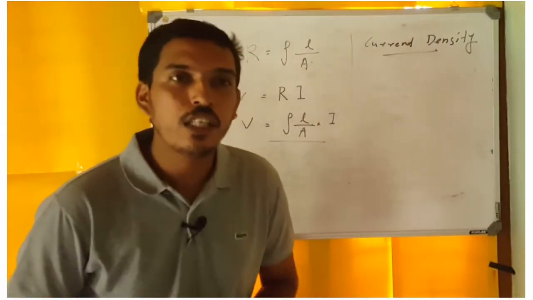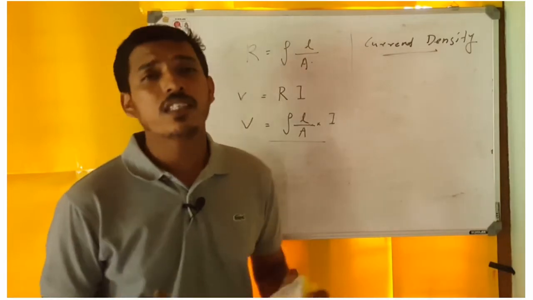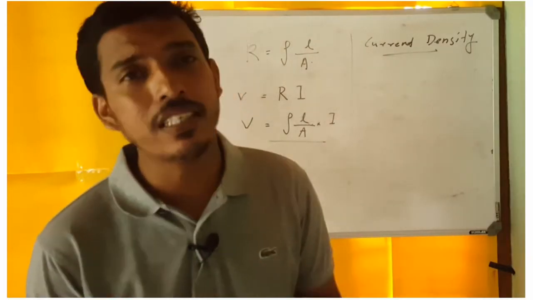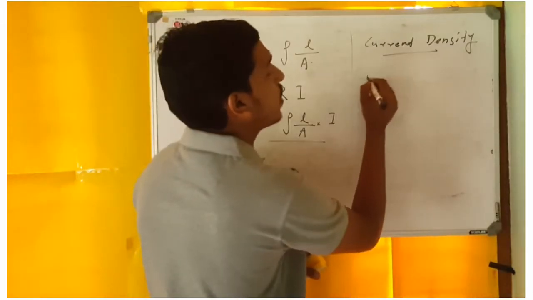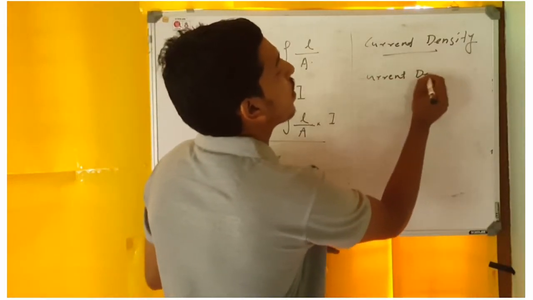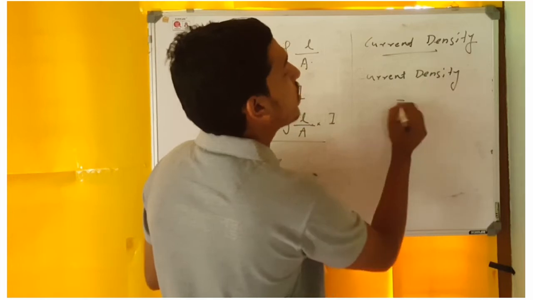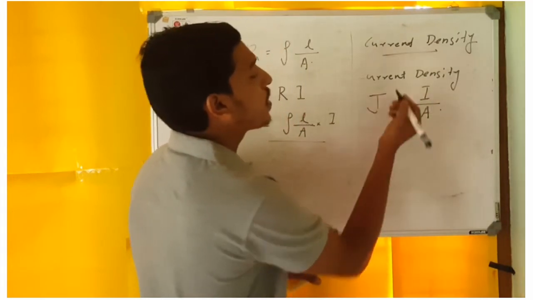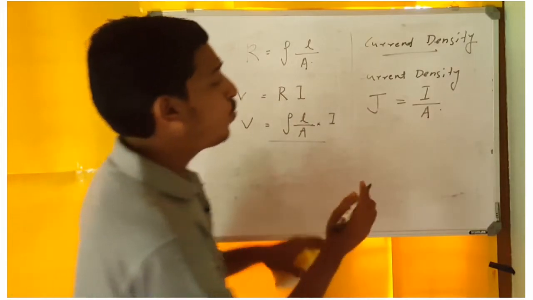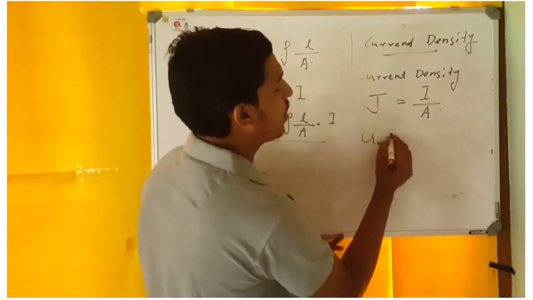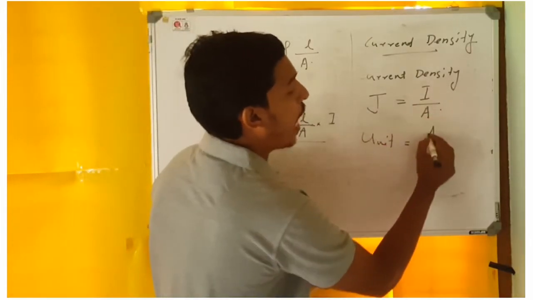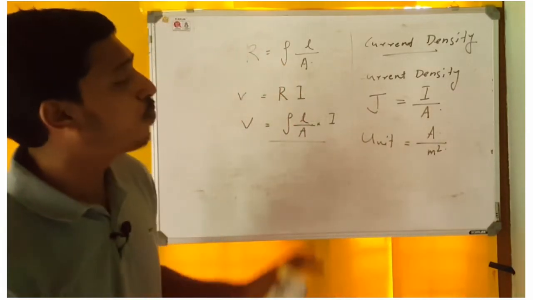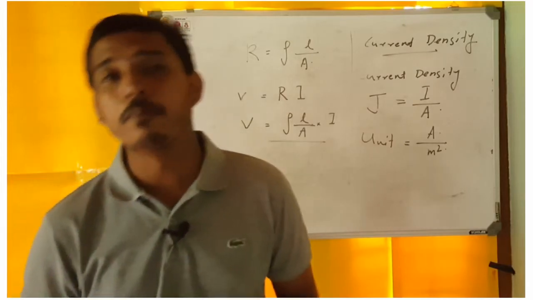Here I am introducing a new term, that is current density. What is current density? As the name indicates, current density is the current per unit area. So we write current density, represented with the letter J, is equal to current per unit area. The unit of current density is the unit of current, that is ampere, per the unit of area, meter square. So the SI unit of current density is ampere per meter square.